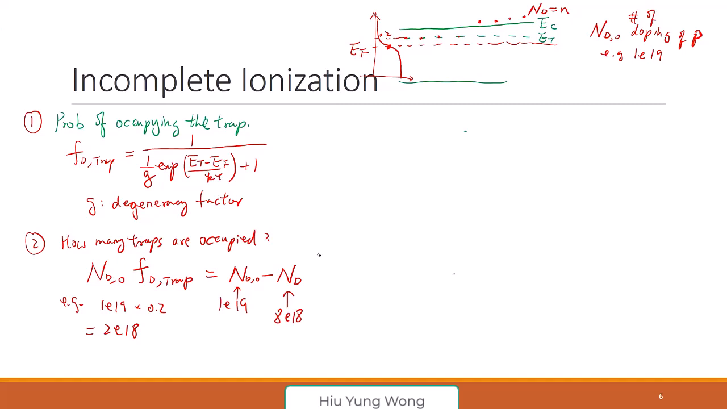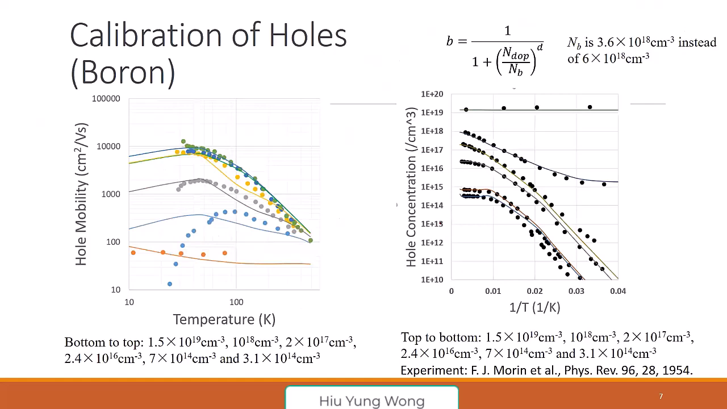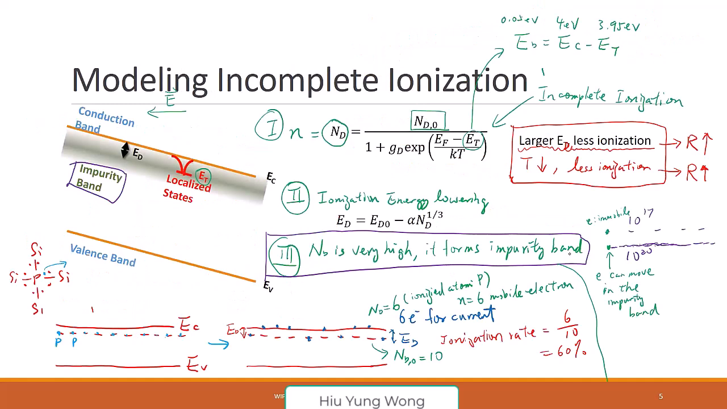So I assume you are okay, right? Then what do we do? Just solve the equation for ND zero, and then plug into here 1 over G exponential ET minus EF divided by KT plus 1 equal to ND zero minus ND. I don't want to spend the time. You just do it, then you will get ND equals ND zero divided by 1 plus G exponential EF minus ET divided by KT, which is the same as what we have here.